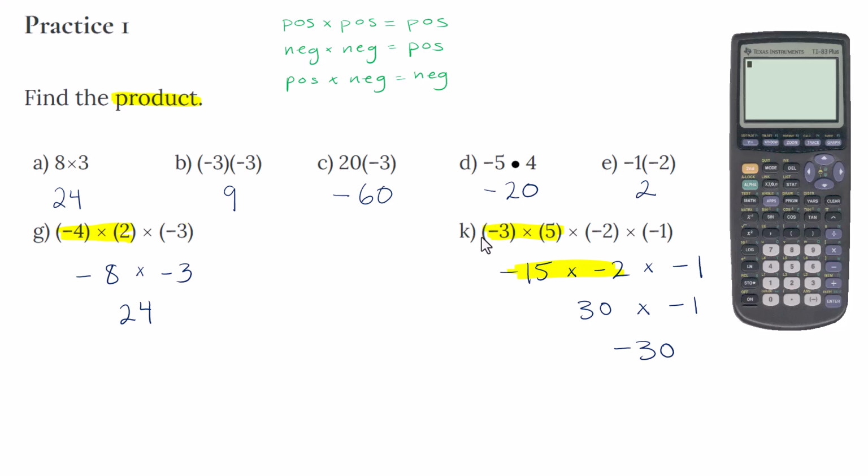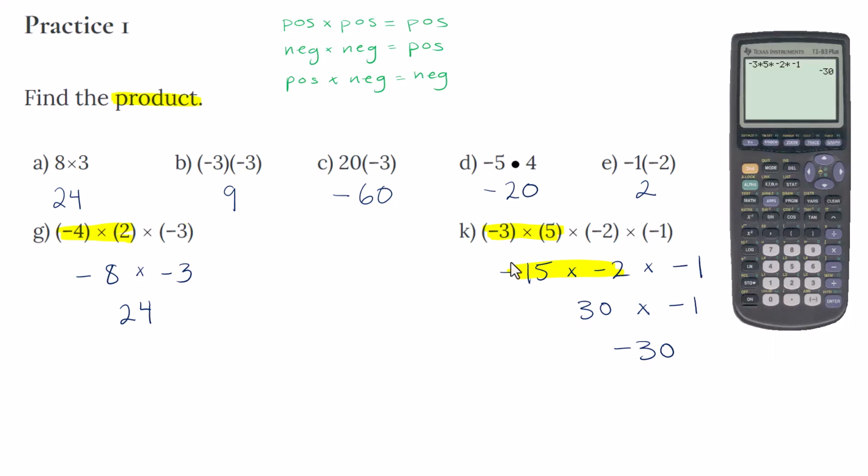It's also possible to find these products in your calculator. So I'll just show with K. So negative 3 we would want to put in as negative. So you want to use this one for negative and not this one. This one is for subtraction. So negative 3 multiplied by 5 multiplied by negative 2 multiplied by negative 1. So that would give you that same answer.